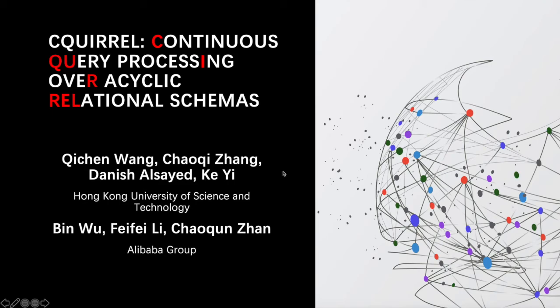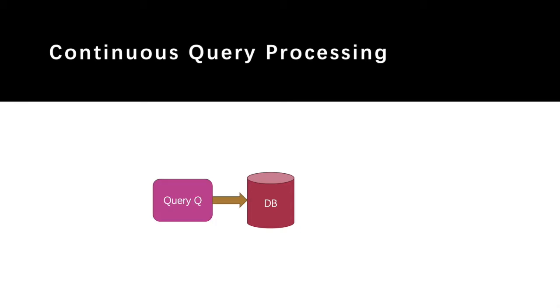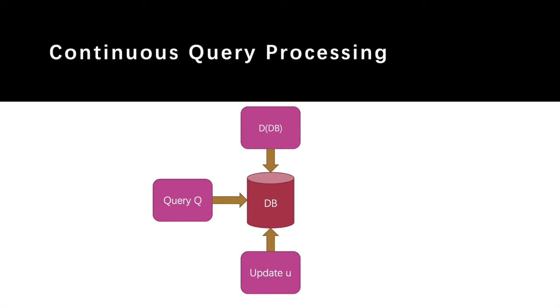This video will introduce Squirrel, a system for continuous query processing, specifically targeted at queries with multi-way foreign key joins over an acyclic schema. The formal definition of continuous query processing is as follows. Given a database instance, a query, a data structure over the database instance, and some updates, the system needs to maintain the data structure under the updates.